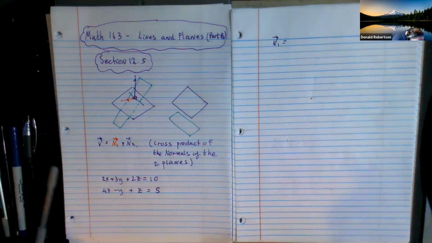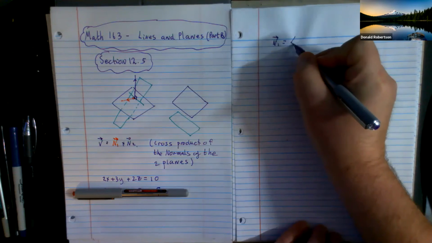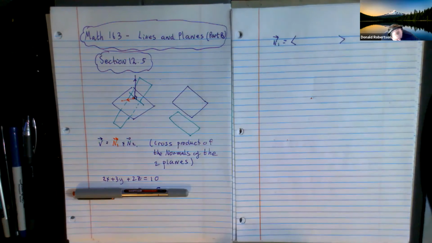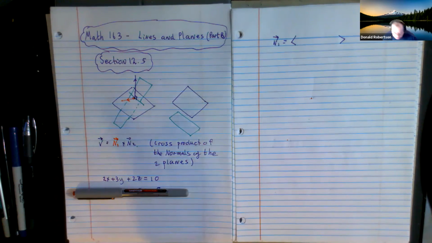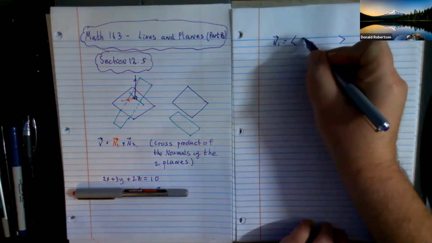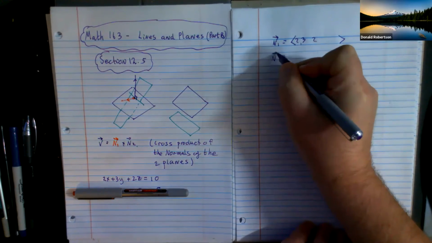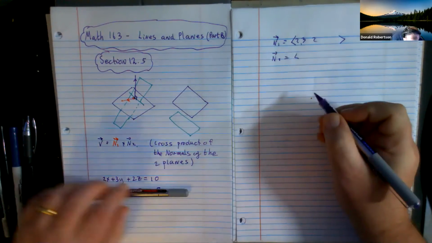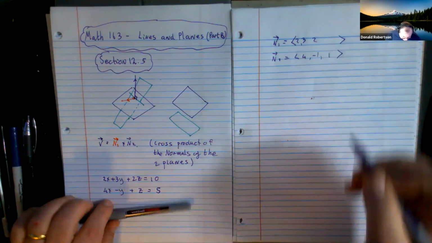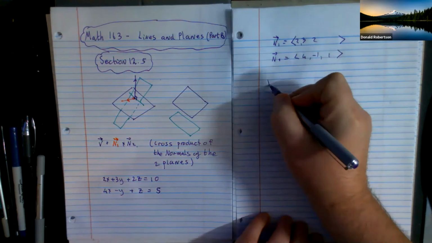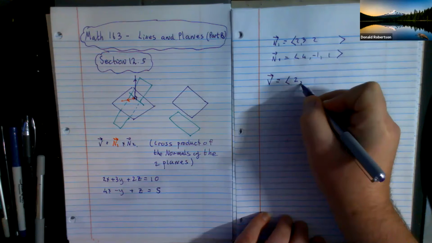Now, you can actually, from the equation, it's not that difficult to pull out what the normal vector would be. Wouldn't it be 2, 3, 2, the coefficient of x, y, and z? And the second one, it would be 4, negative 1, 1. And so the direction vector of that line would be the cross product of these 2 guys.